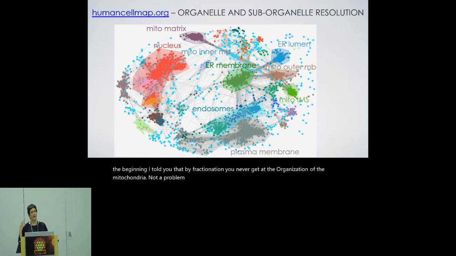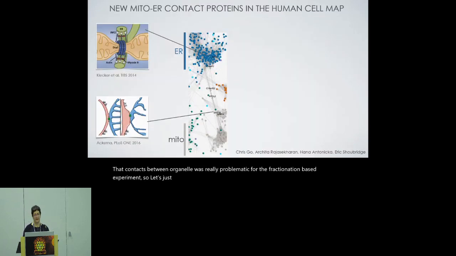We are able to pick up 4 different compartments of the mitochondria: the IMS, the outer membrane, the inner membrane, and the matrix. We also pick up both the inside and the outside of the ER, and we see connections that show up between the ER membrane and the mito-outer membrane. And this is really cool, because I also told you at the beginning that contacts between organelles were really problematic for the fractionation-based experiment. So let's just zoom out on that particular thing.